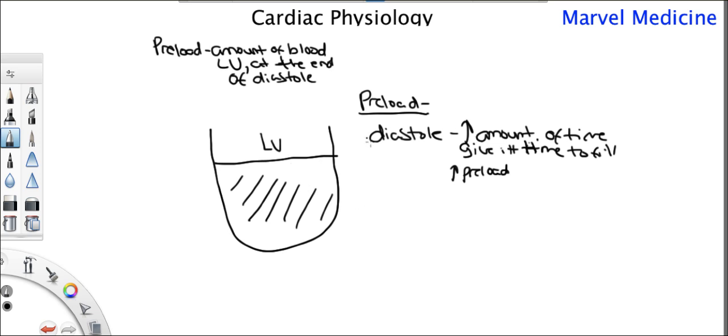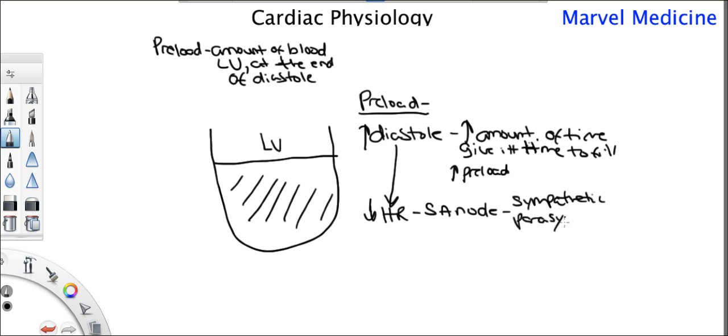So how can I increase the amount of time I spend in diastole? By slowing down the heart rate, right? If I slow down the heart rate, I'll spend more time in diastole. How can I slow down the heart rate? And what determines the heart rate? The SA node, right? And what does the SA node rely on? The sympathetic and parasympathetic pathways.